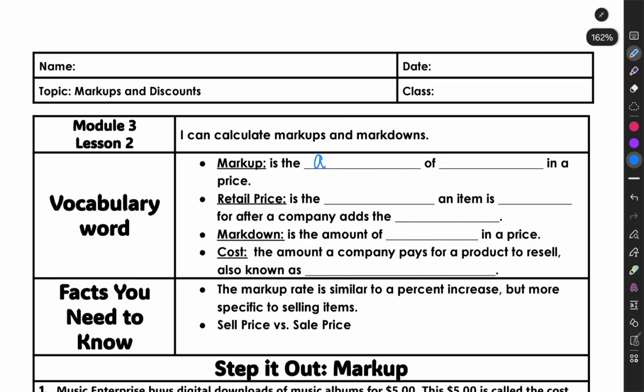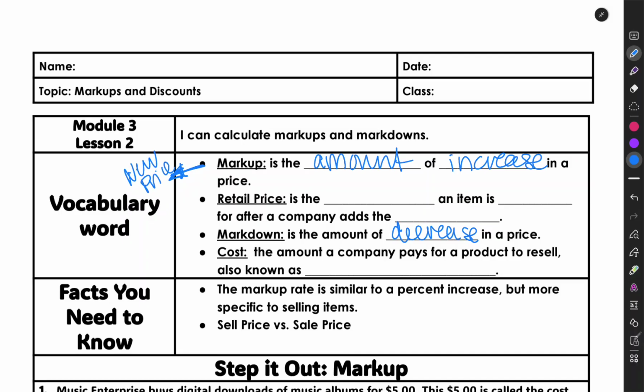Alright, so markup is the amount of increase in a price, and then its opposite would be markdown, which is the amount of decrease in a price. So when we're talking about a markup, this is going to be the new price that you're going to pay.